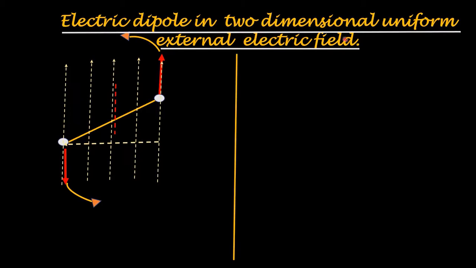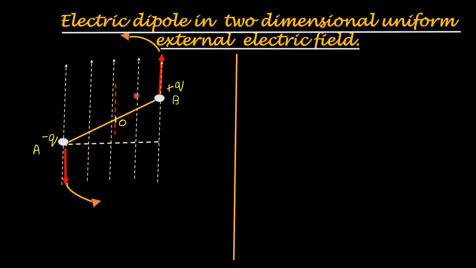Electric dipole in two-dimensional uniform external electric field. We have already discussed electric dipole and field due to electric dipole. Electric dipole itself has an electric field. But in this video, we are going to discuss what happens when an electric dipole is placed in an uniform external electric field. The electric dipole with central point O is resting at an angle in the uniform external electric field, and AB is the dipole moment direction.